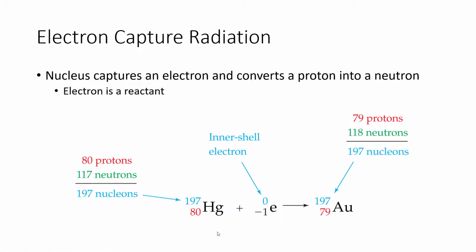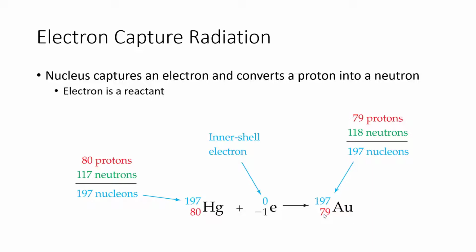The final type of radiation we'll talk about is called electron capture radiation. In this case, the nucleus captures an electron and converts a proton into a neutron. And so in this type of radiation, electrons are the reactants. So here we can see radioactive mercury, where we have an electron, so e with a 0 mass and a -1 charge. So we have the electron as a reactant. And then we can see that that mercury turns itself into a gold atom. So what we can see here is no change in our mass number, but we have an overall decrease of 1 in our atomic number.